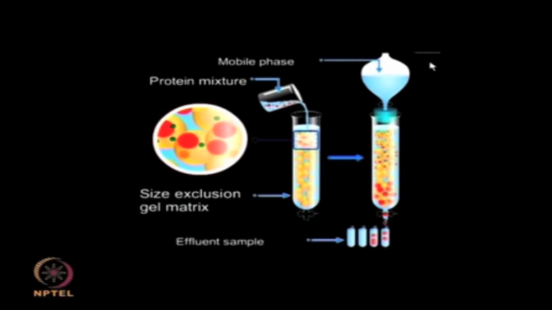Effluent sample fractions. The solution leaving the column is collected in suitably sized fractions. The initial fractions will contain only the mobile phase, while later fractions will have purified proteins.